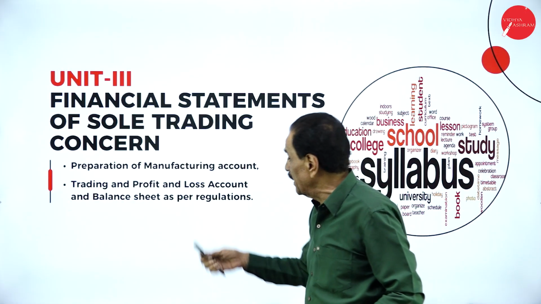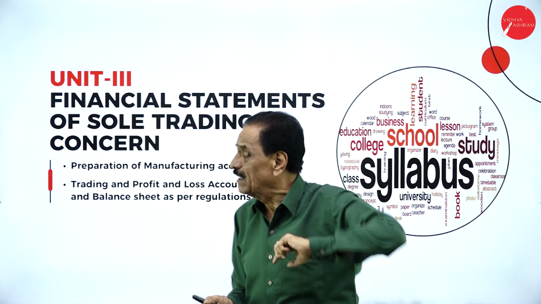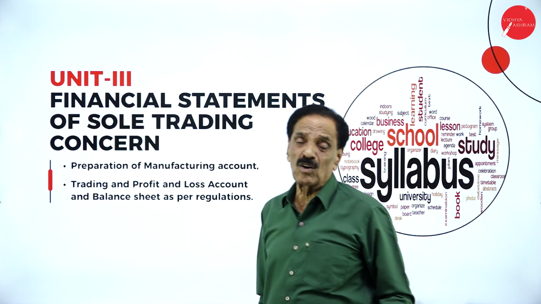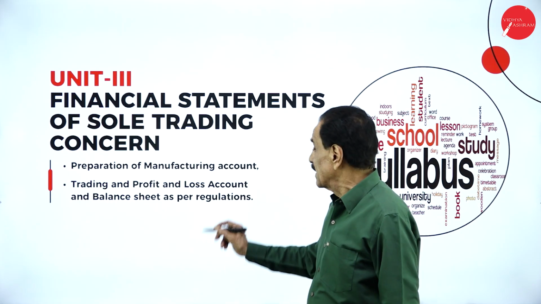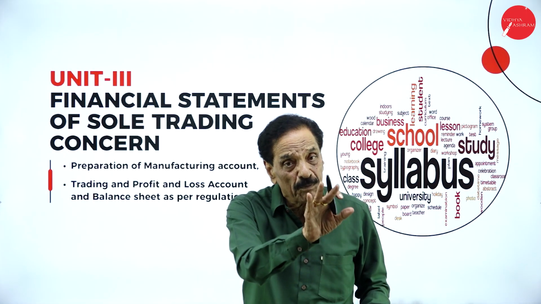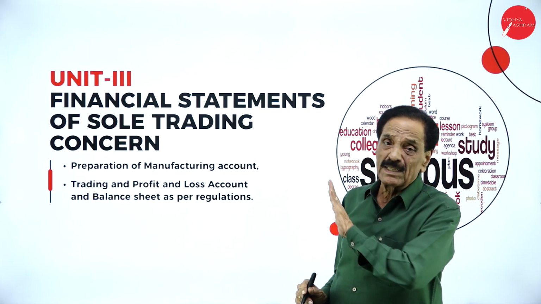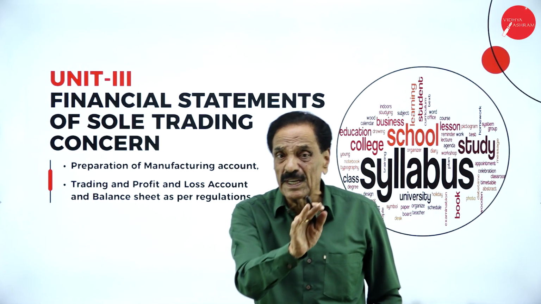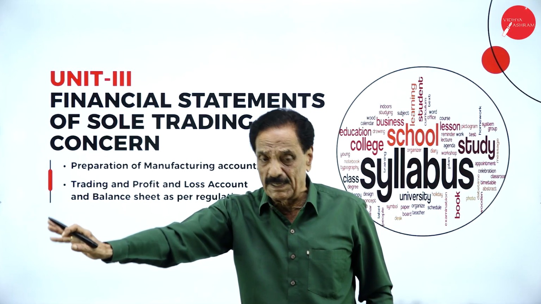Here we are going to prepare manufacturing account to find out the production during the year. Then we prepare trading account, which gives the result of gross profit or gross loss. Then we prepare profit and loss account, which gives the result of net profit or net loss. Then we prepare the balance sheet. Balance sheet is not an account, it is a statement of assets and liabilities, a financial statement.